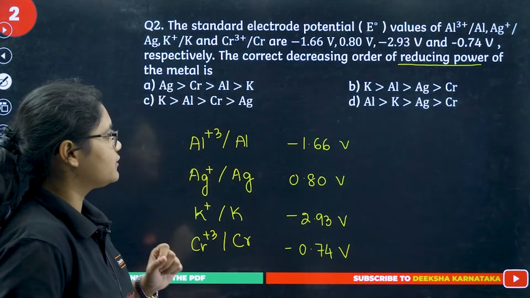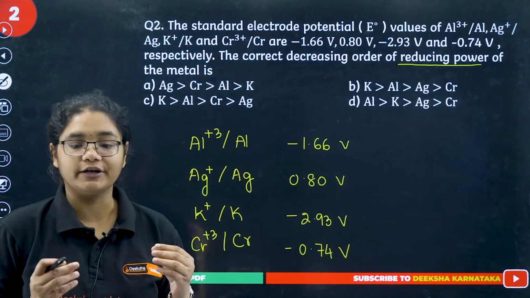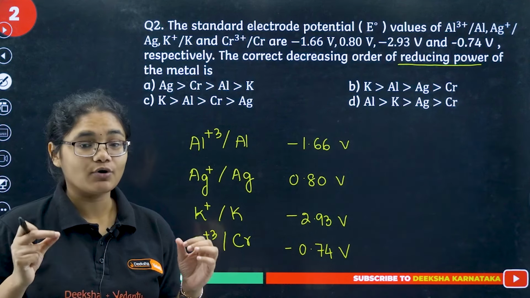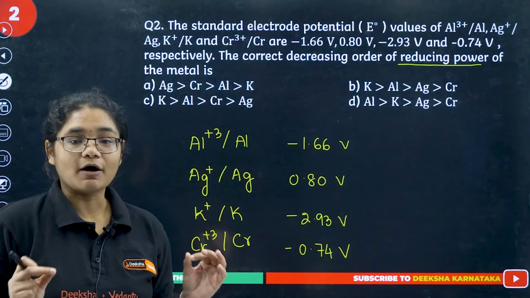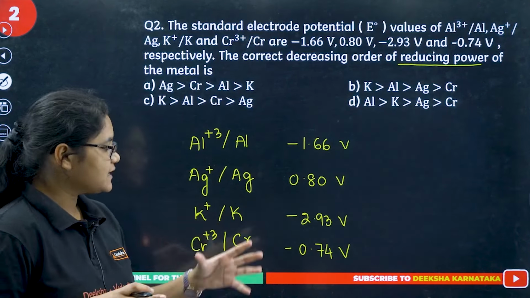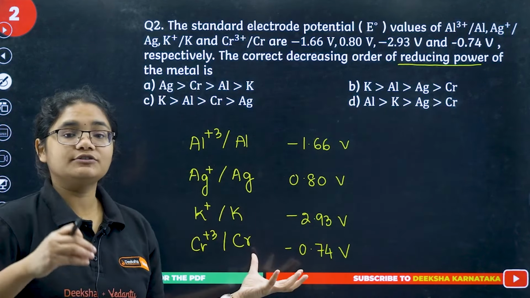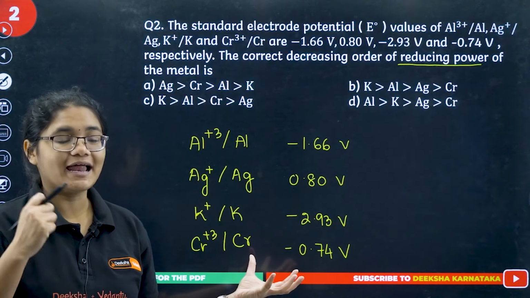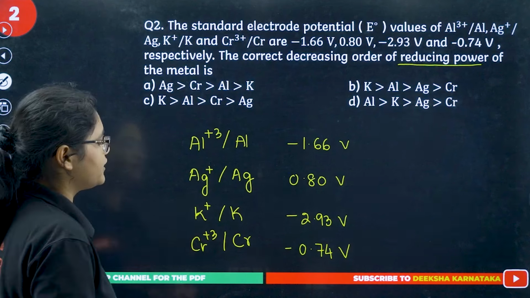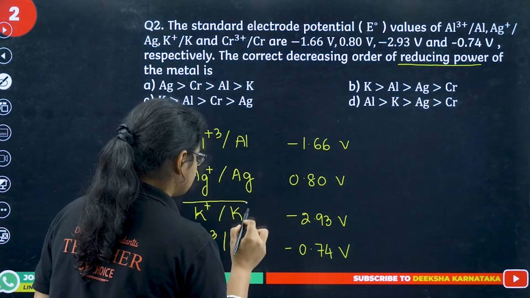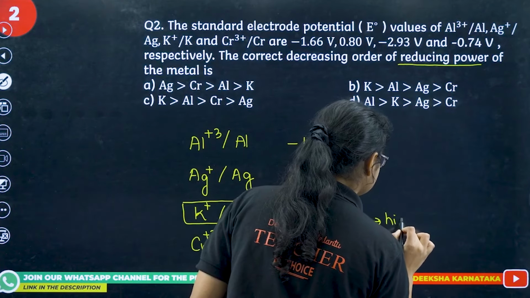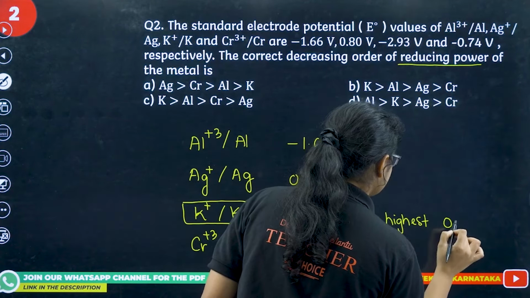The question is asking for the decreasing order of reducing power, meaning it will reduce others while itself getting oxidized. Reducing power means reducing others, itself getting oxidized. Now these are the reduction potentials. The one whose reduction potential is least will have the maximum oxidation potential. K+ has the least reduction potential, so that means this will have the highest oxidation potential.